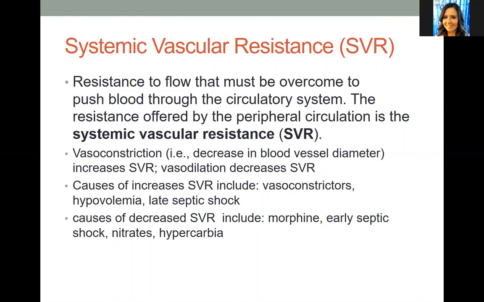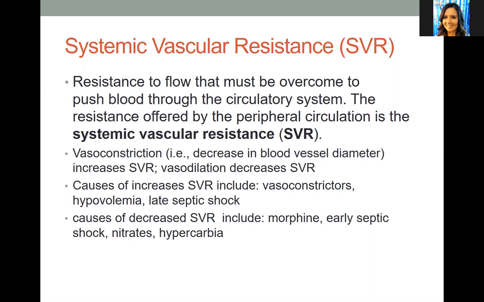So systemic vascular resistance, or SVR. It's the resistance to flow that must be overcome to push blood through our circulatory system. So the resistance offered by the peripheral circulation is called our SVR. So how our vessels respond. Are they clamped down? Are they dilated? So SVR is the resistance that the left ventricle has to overcome to pump the blood.